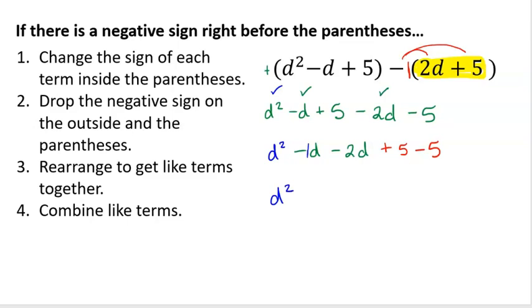Then I have negative 1 minus 2, and that's going to give me negative 3d. And then positive 5 minus 5 is just 0. So when I see opposite signs like that, I can just cross them out, and I know that would be plus 0. Now I don't need to write plus 0. I'm just going to write this, okay? And then I'm going to check to see if it's in standard form, and it is.